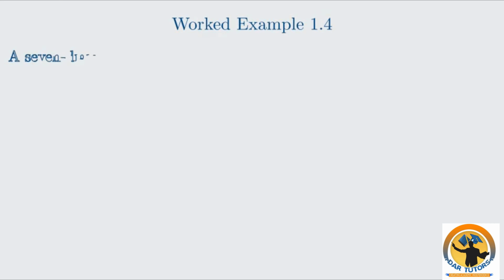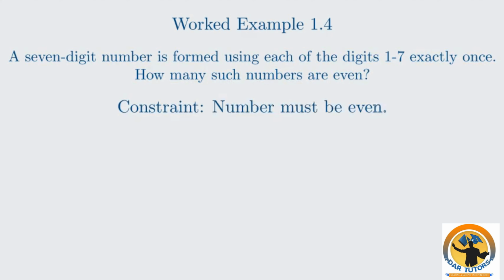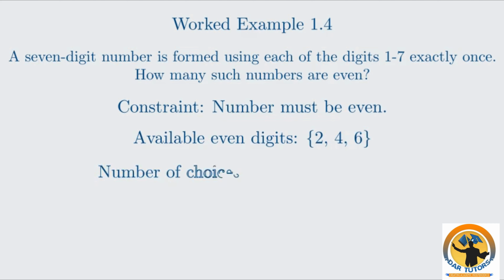A 7-digit number is formed using each of the digits 1 through 7 exactly once. How many such numbers are even? The constraint here is that the number must be even. This means the last digit must be an even number. It's often easiest to deal with constraints first. The even digits available are 2, 4, and 6, so we have 3 choices for the last digit.